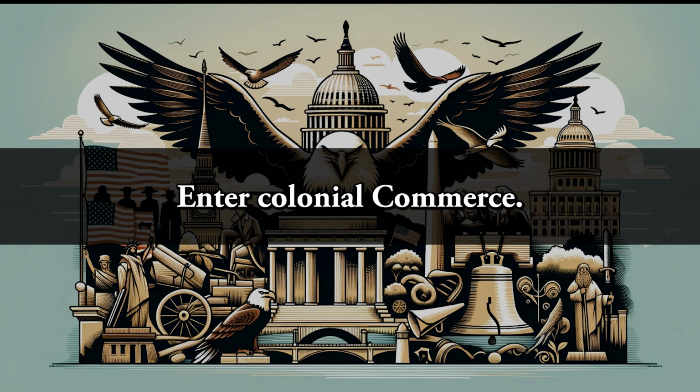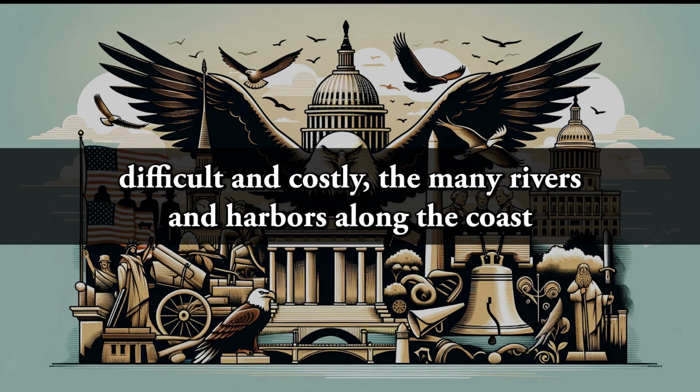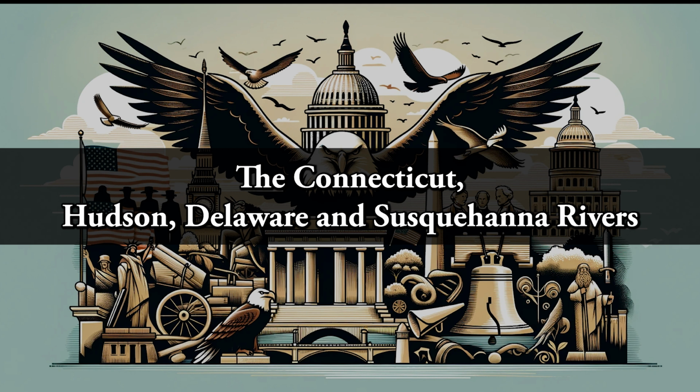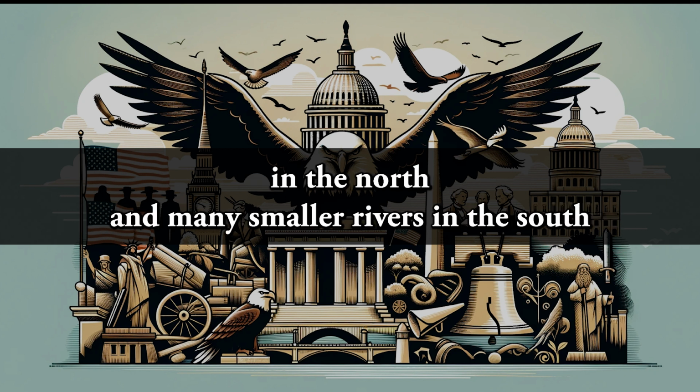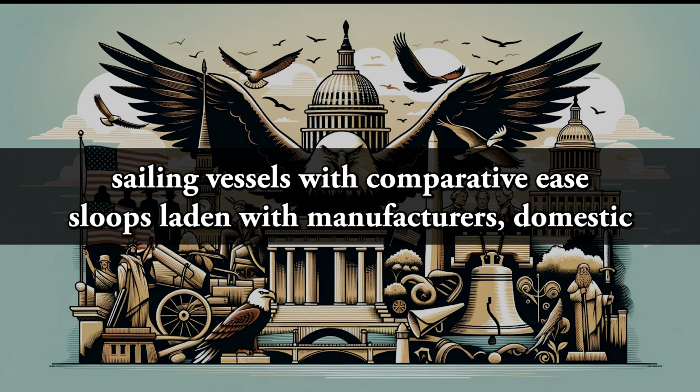Intercolonial commerce. Although the bad roads of colonial times made overland transportation difficult and costly, the many rivers and harbors along the coast favored a lively waterborne trade among the colonies. The Connecticut, Hudson, Delaware, and Susquehanna rivers in the north and the many smaller rivers in the south made it possible for goods to be brought from and carried to the interior regions in little sailing vessels with comparative ease.